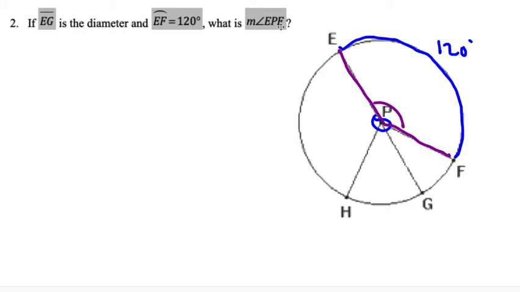Now I would argue that EPF is a central angle. Why? Looks like EP and PF are radii, which means that the measure of angle EPF, remember the little m stands for measure, EPF is equal to 120 degrees. Central angles, subtended arcs, same thing.